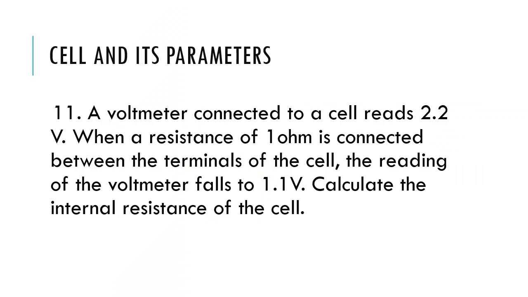Question number 11. Topic is cell and its parameter. A voltmeter connected to a cell reads 2.2 volt. When a resistance of 1 ohm is connected between the terminals of the cell, the reading of the voltmeter falls to 1.1 volt. Calculate the internal resistance of the cell.